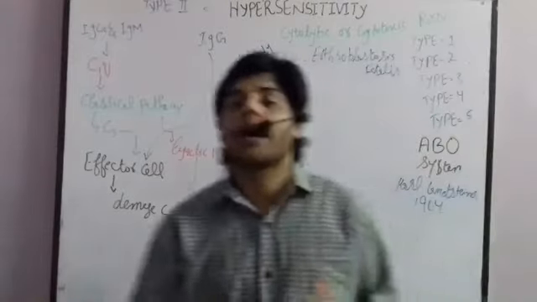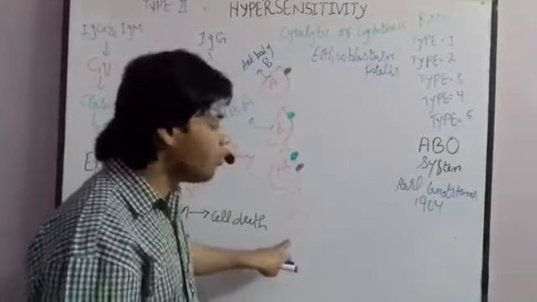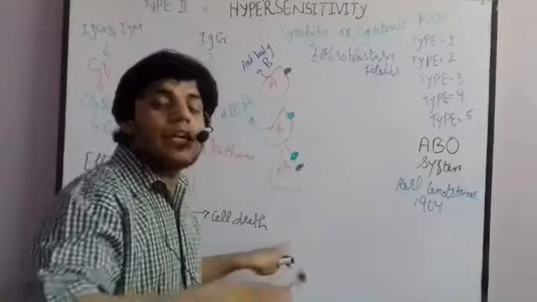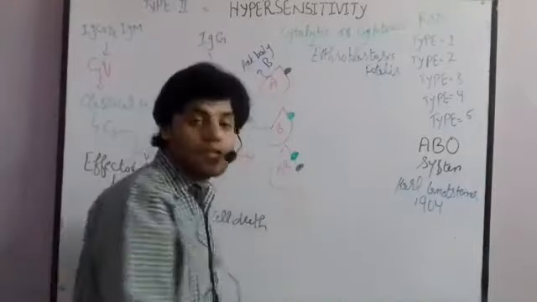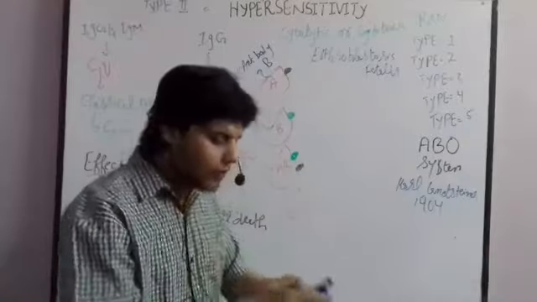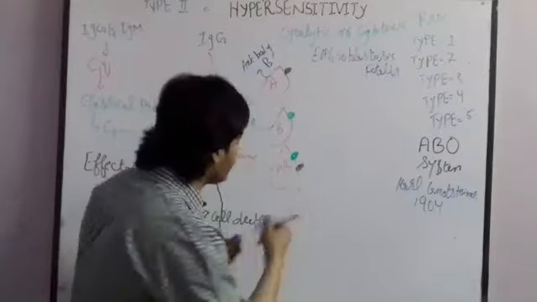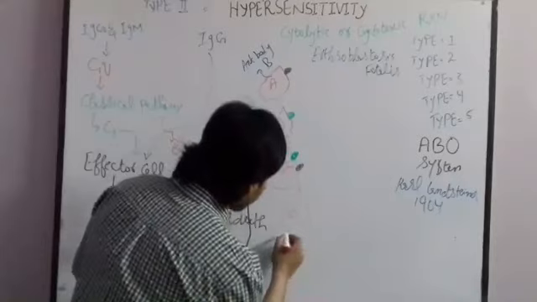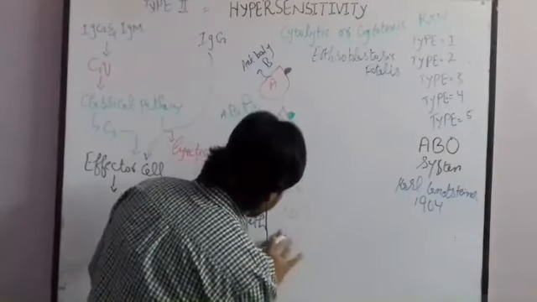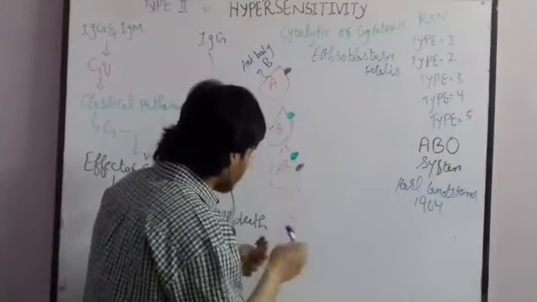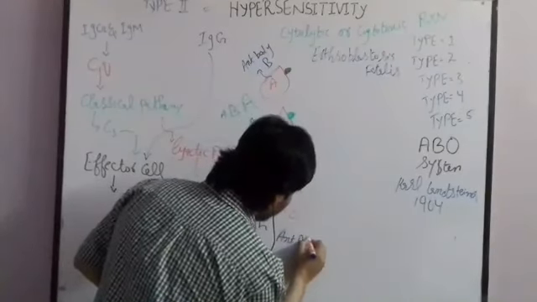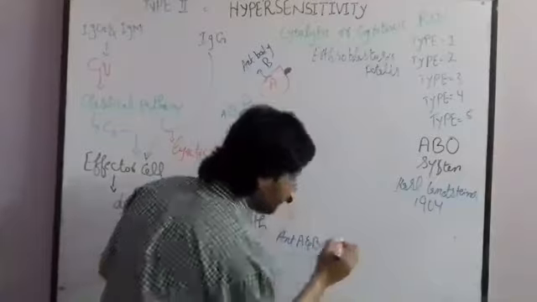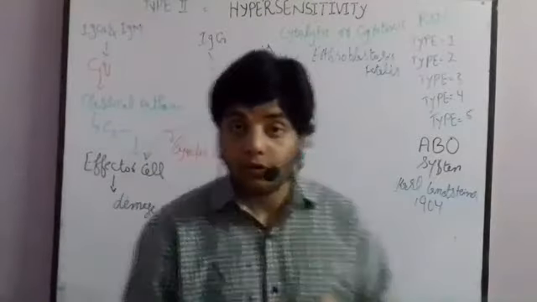On the other hand, we have the O blood group. In this case, they don't have any antigen on their surface. If they don't have antigen on their surface, they will produce two types of antibody: antibody A and B. So these two antibodies they will produce.